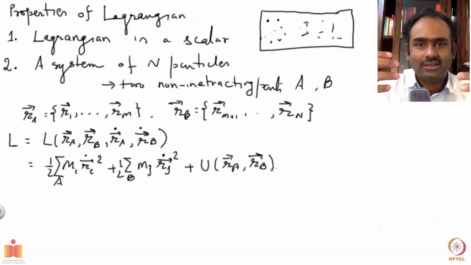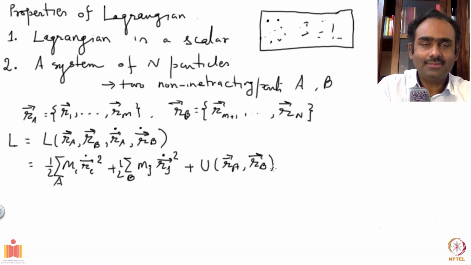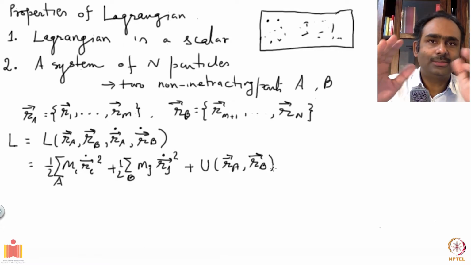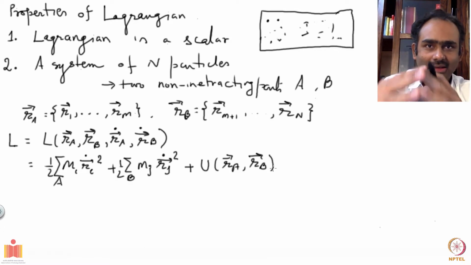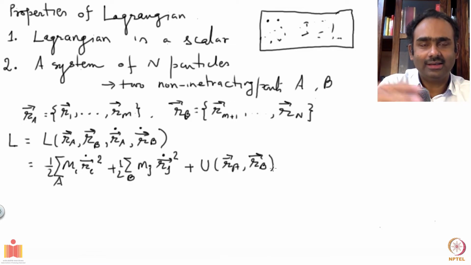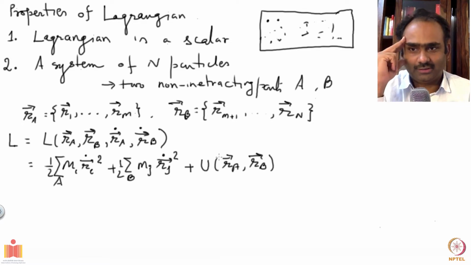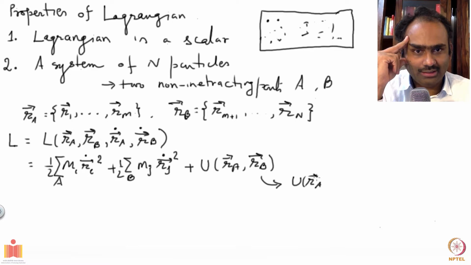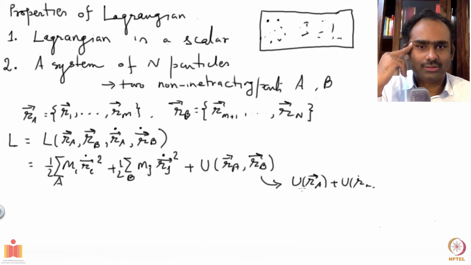Now if the parts are not interacting, then the potential energy of the entire system can be written as the potential energy of part A plus the potential energy of part B, right? That is what is meant by non-interacting. So that is what I will do. Because they are not interacting, this U can be written as U of Ra plus U of Rb. It can be split into two such parts.